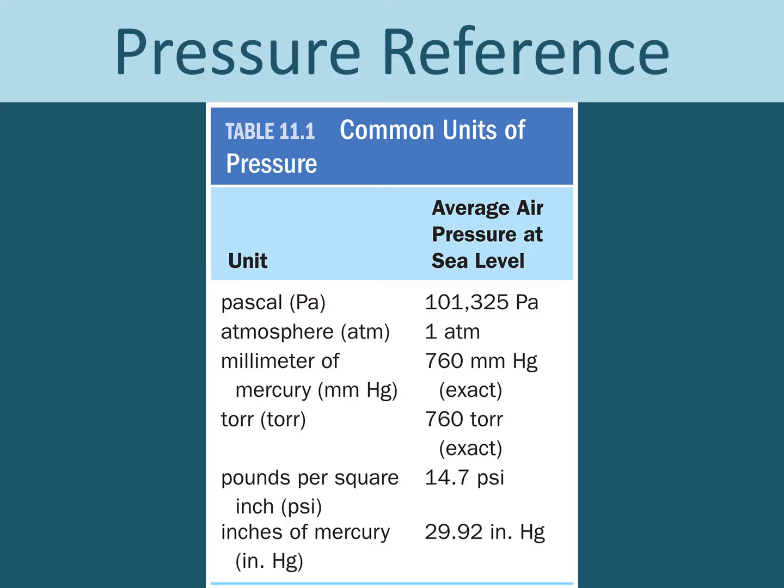Here's a table of the most common units of pressure. You will have to convert between units of pressure, but you do not need to memorize these units as this table will be provided on the test. The way you read this table is that all of the numerical values as written in the right-hand column are all equal to each other. In other words, 1 atm, for example, is equal to 760 millimeters of mercury. 760 millimeters of mercury is equal to 14.7 psi, and so on.